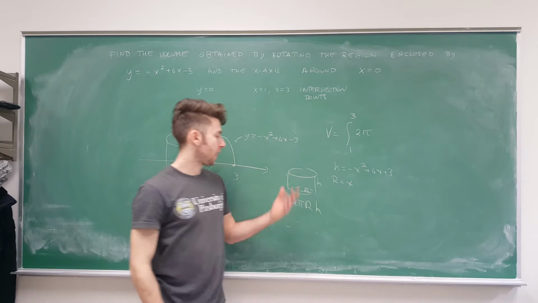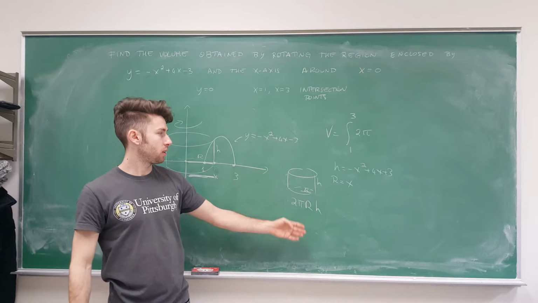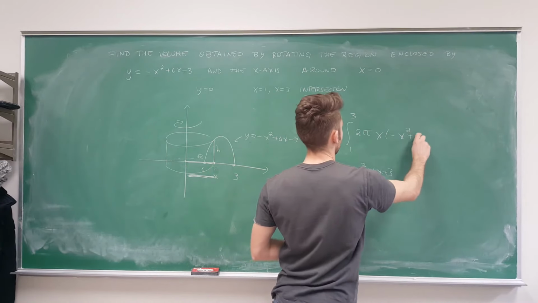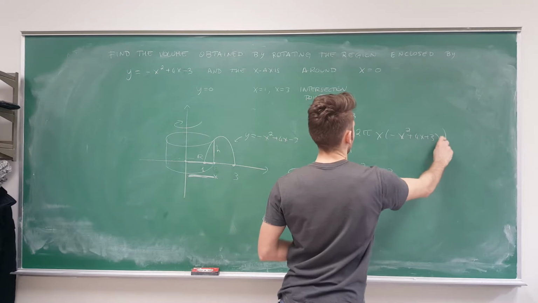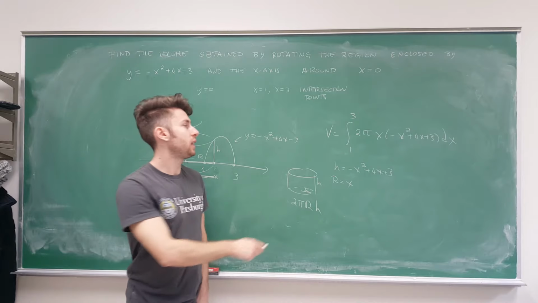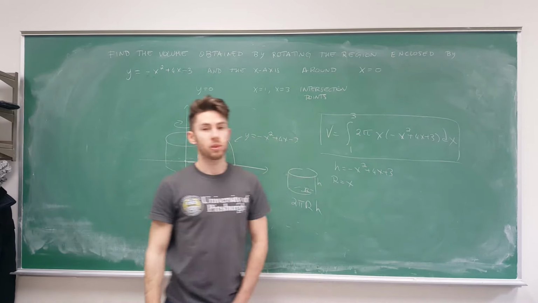And now I can just fill out this formula in the integral. It will be 2 pi x times that. And solving this integral would give the volume, but I will just leave it like that.